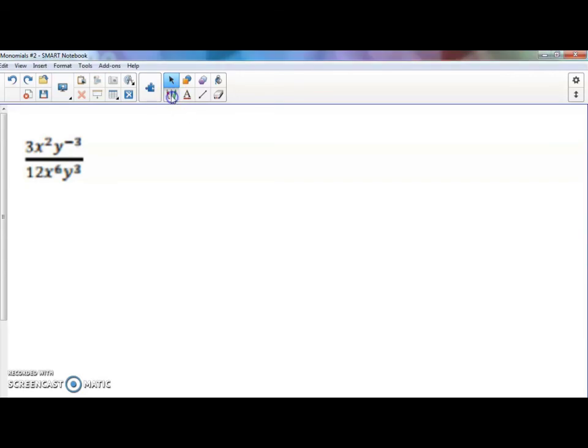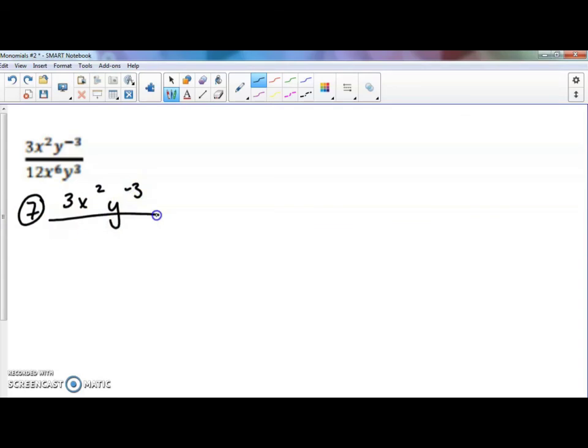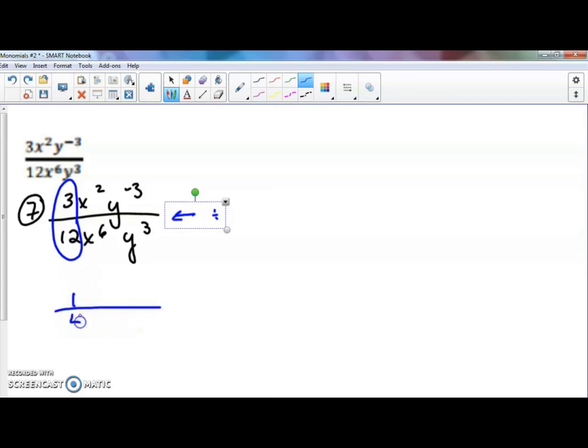Let's look at example 7 here. So for example 7, we have 3x squared, y to the negative third, all over 12x to the sixth, y to the positive third. Alright, so remember that fraction bar tells us to divide, so we're going to divide and reduce our coefficients. So we'll do 3 over 12 in Desmos. Now 3 can go into 3 one time, 3 can go into 12 4 times. Always make that long fraction bar across there.